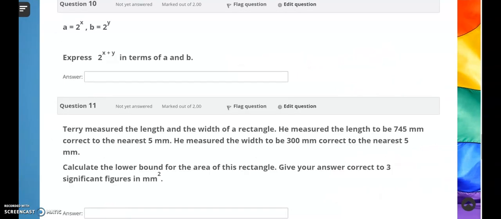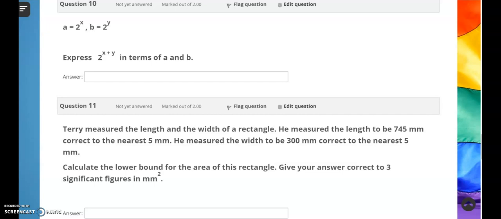In question number 10, we've got a is equal to 2 to the power of x, and b is equal to 2 to the power of y. Express 2 to the power of x plus y in terms of a and b. So this links to the rules of indices. Which rule is that? That tells us we need to add the powers. That is the multiplication one.